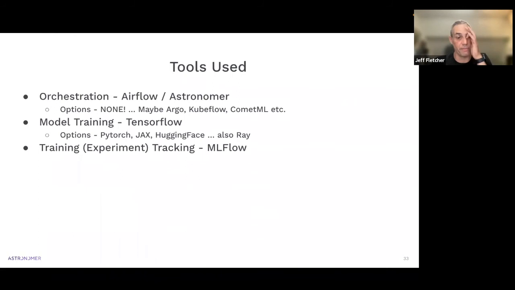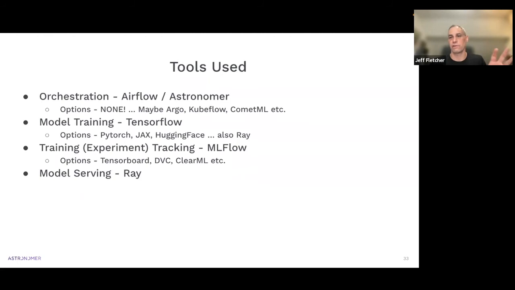For the experiment tracking, I used MLflow, again, for similar reasons. In my experience dealing with customers working in the machine learning space, MLflow gets a lot of traction for experiment tracking. There are others. So there is Weights and Biases, TensorBoard, DVC, ClearML, all very good, all do similar things. MLflow just has a very nice Pythonic way of doing things. And for serving, I used Ray.